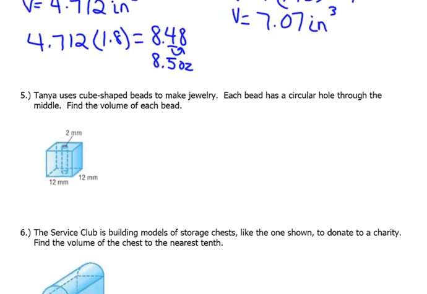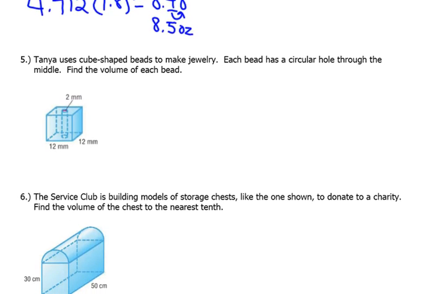Let's take a look at another example. Tanya uses cube-shaped beads to make jewelry. Each bead has a circular hole through the middle. Find the volume of each bead. So now we're starting off with this cube, but I've drilled a hole through it, which means we don't have the full volume.